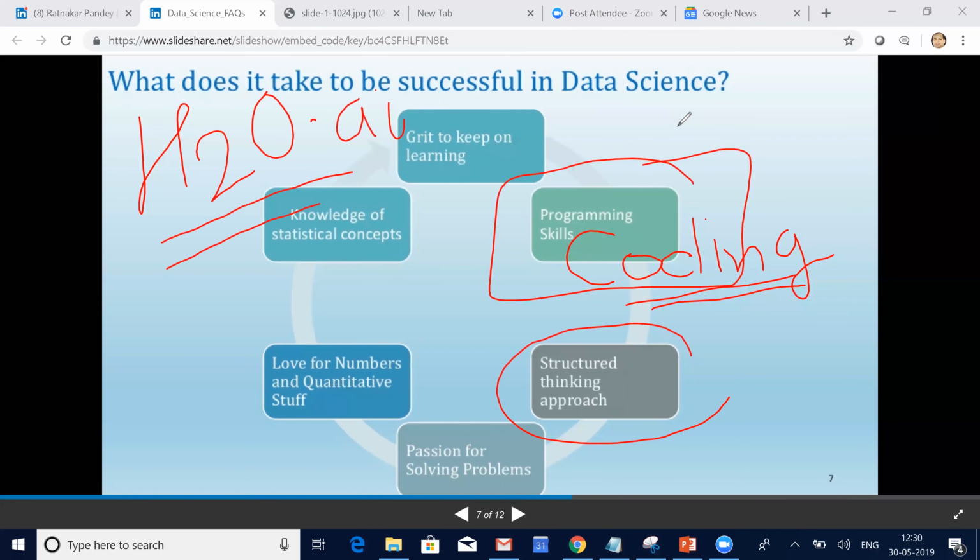Structured thinking process, how to take a problem and break it down structurally and then go layer by layer to attack it, is very, very important. Obviously, your statistical knowledge, the love for numbers and passion for solving the problems is also very important.